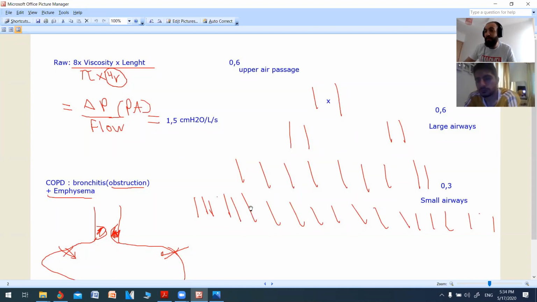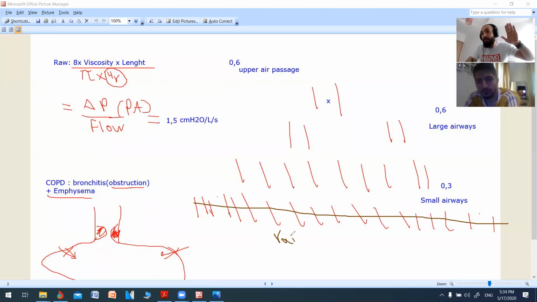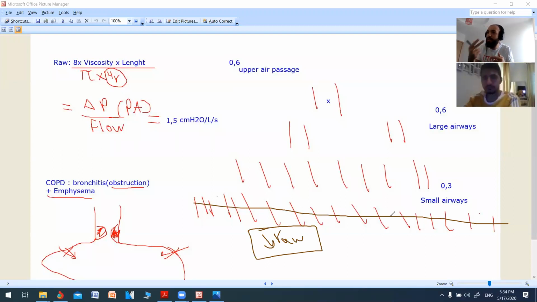This is a principle of resistance in all the resistance. So here, how is the cross section in the small airways? Very, very high. So the resistance will be very, very low. They say in your lecture that the cross section in the small airways is 2,000 times more than the cross section in the large airways. So the resistance is a lot less. They say that it's 10% of the resistance in the small peripheral airways. Is it clear? Next.